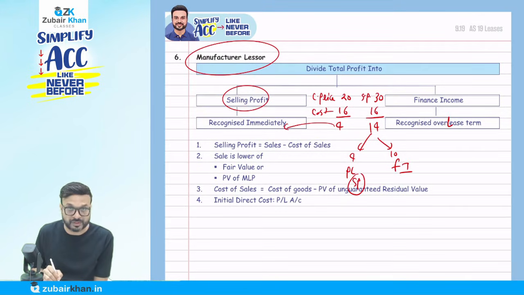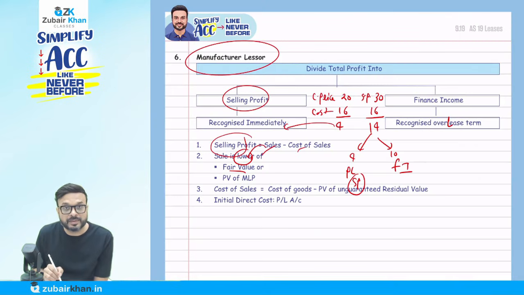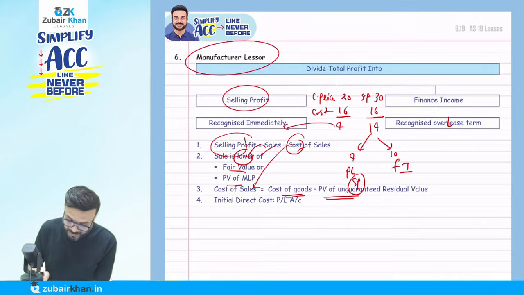Okay. Selling profit is what? Sales minus cost. What is sales? They say sales is the lower of fair value and present value of minimum lease payment, and cost is the cost of goods minus present value of unguaranteed residual value. Why have they deducted the unguaranteed residual value?